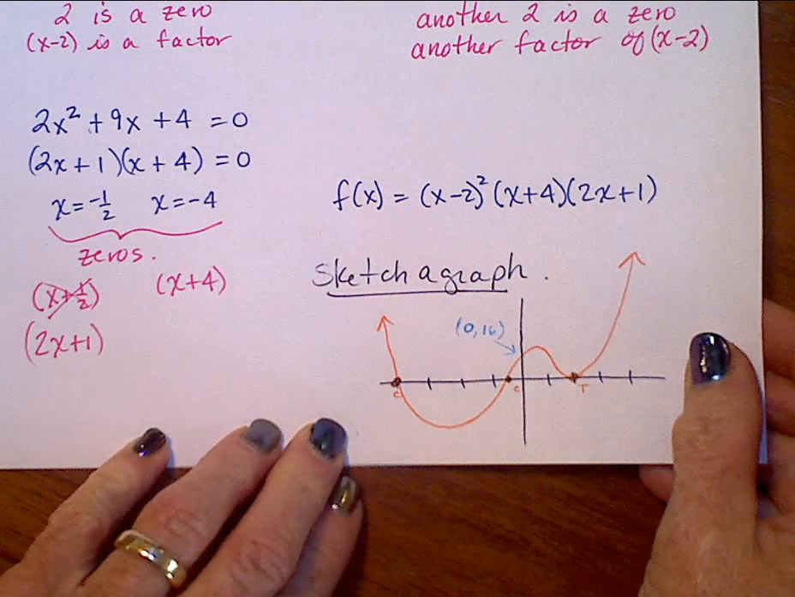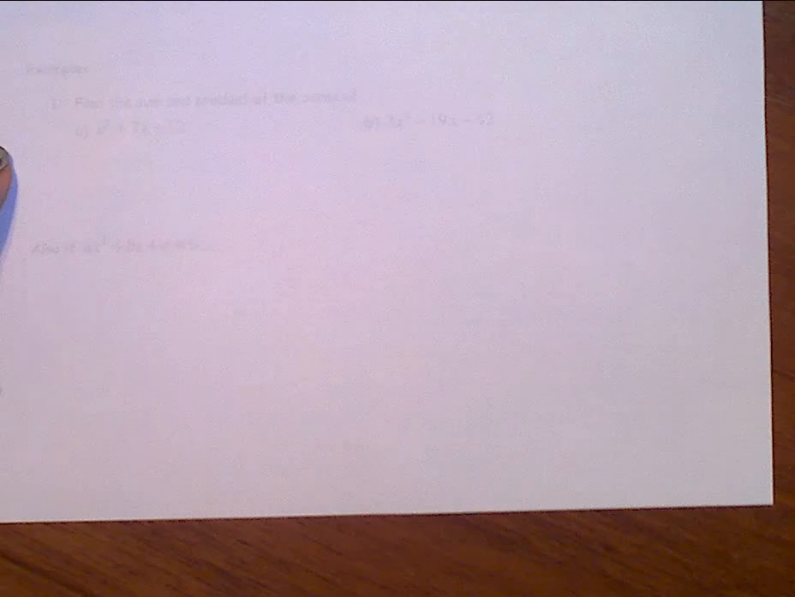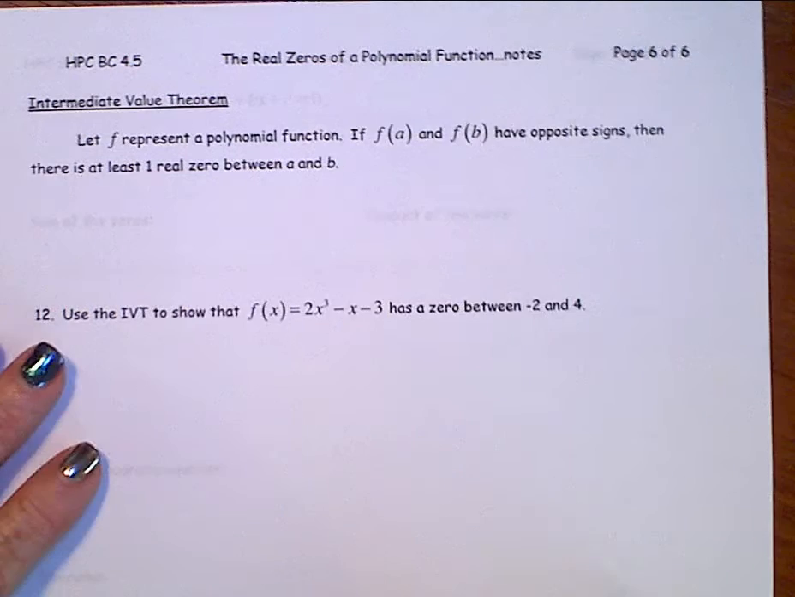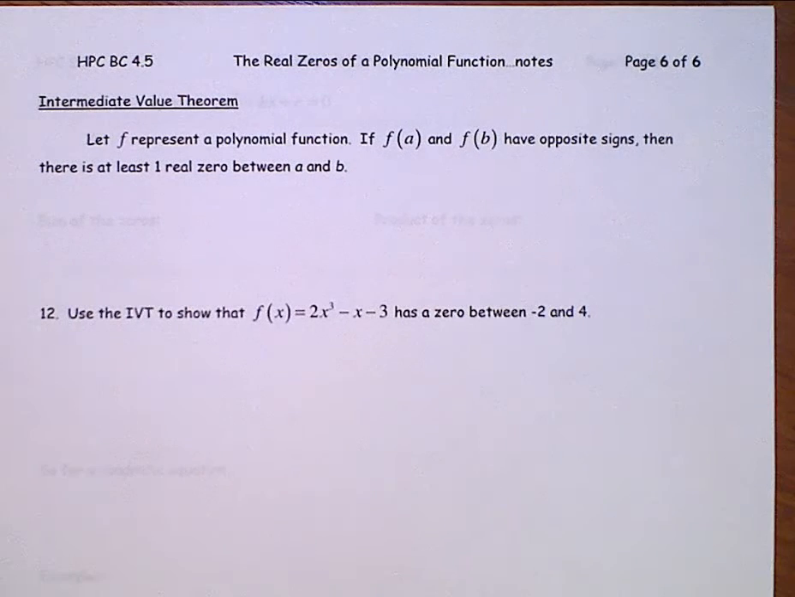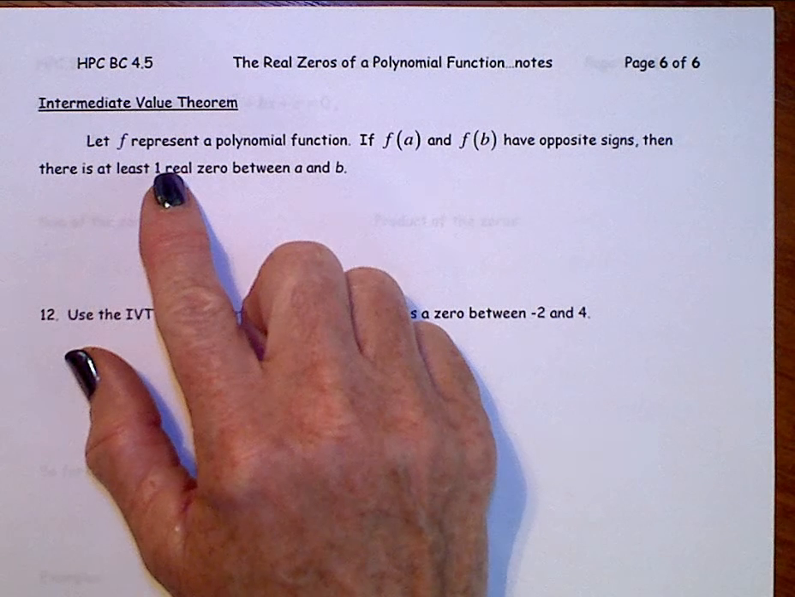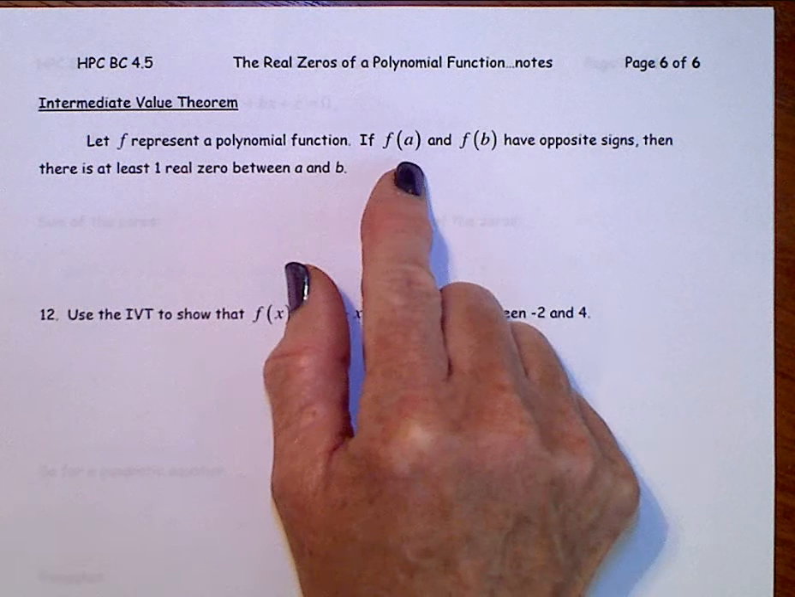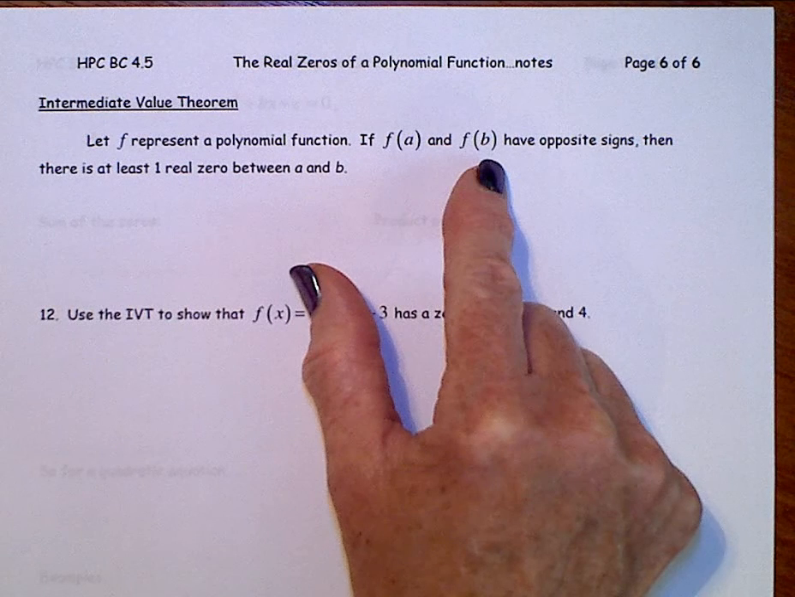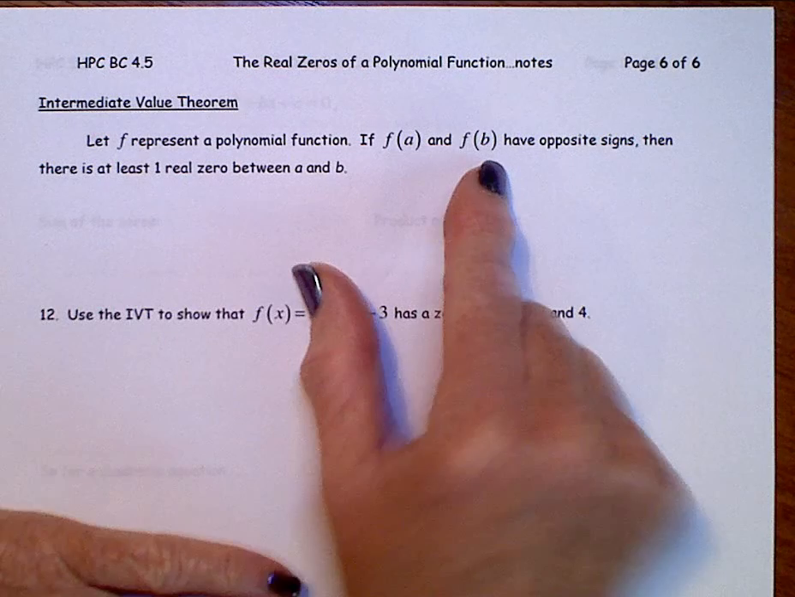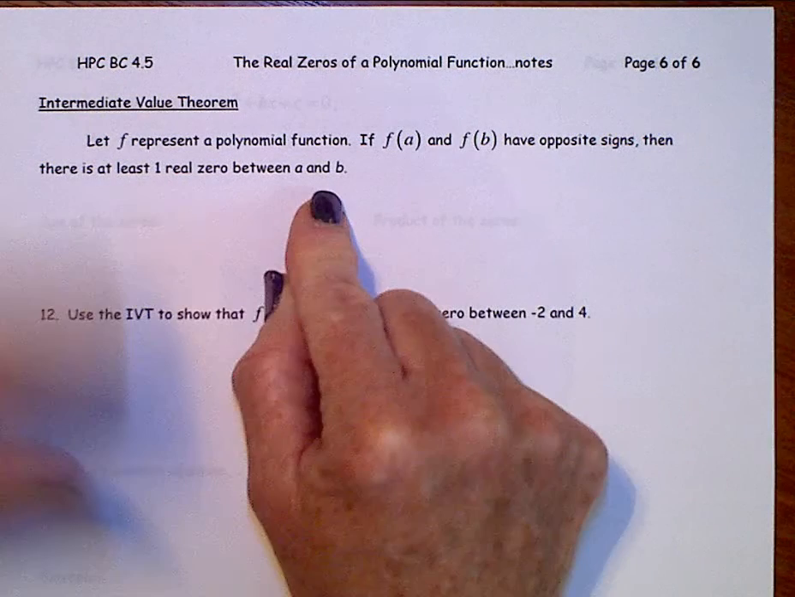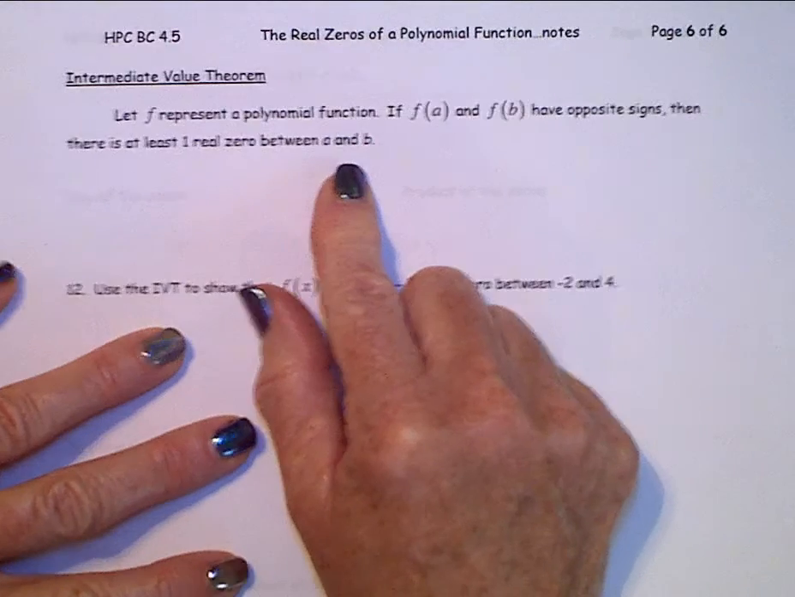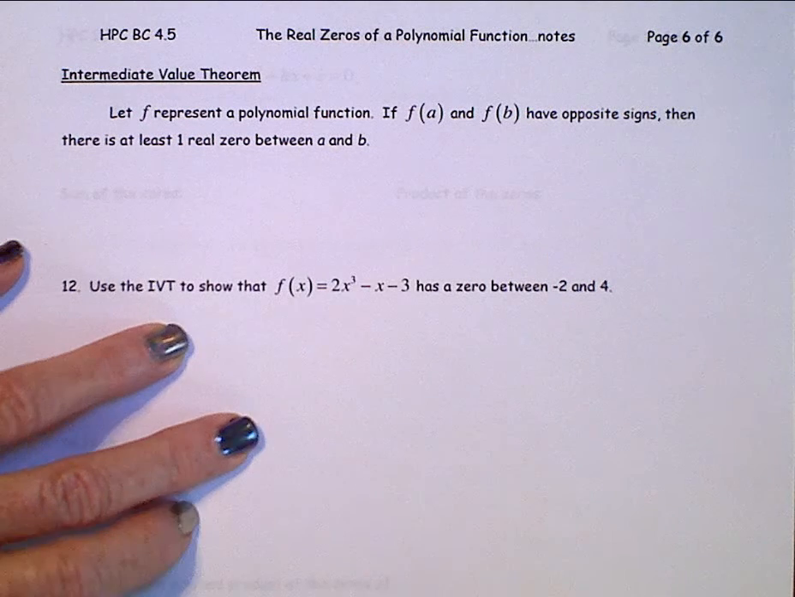All right, now let's look at something called the intermediate zero theorem. The intermediate zero theorem says, let f represent a polynomial function. If f of a and f of b have opposite signs, then there is at least one real zero between a and b. Sounds complicated, but when we draw a picture, it's really not.